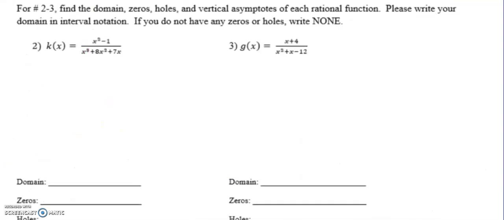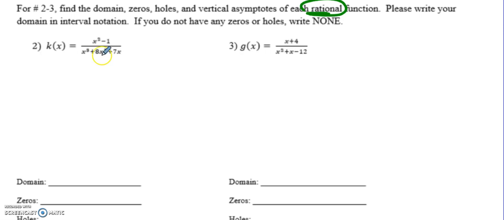For numbers 2 and 3, find the domain, zeros, holes, and vertical asymptotes for each rational function. Write your domain in interval notation. If you do not have any zeros or holes, write none. So first of all, remember we have a rational function because we have the word ratio. So we are comparing two different functions together that create one rational function.